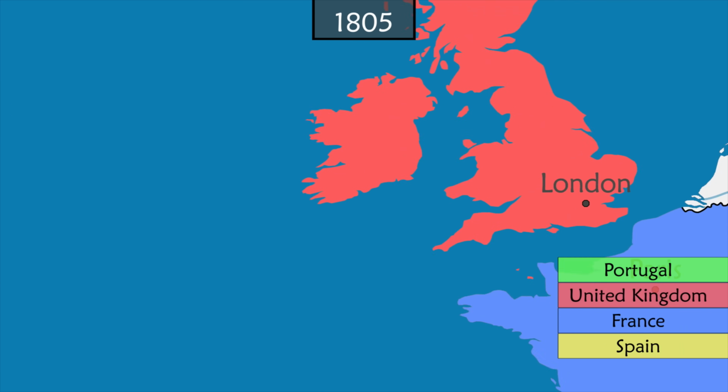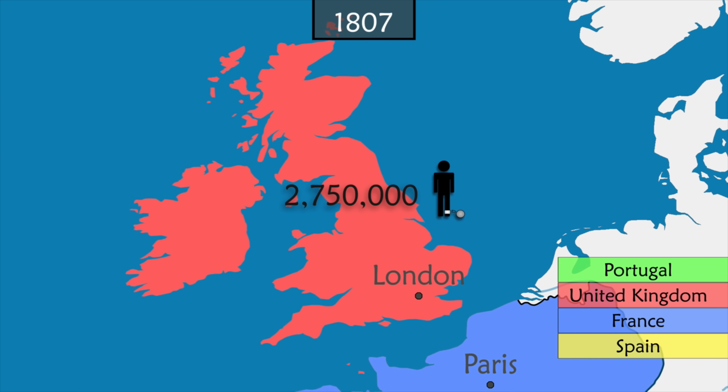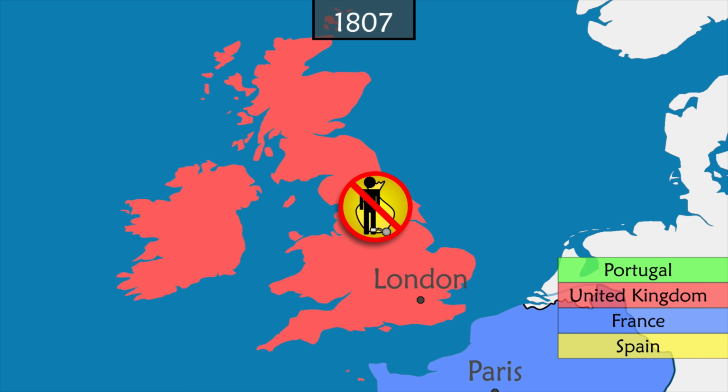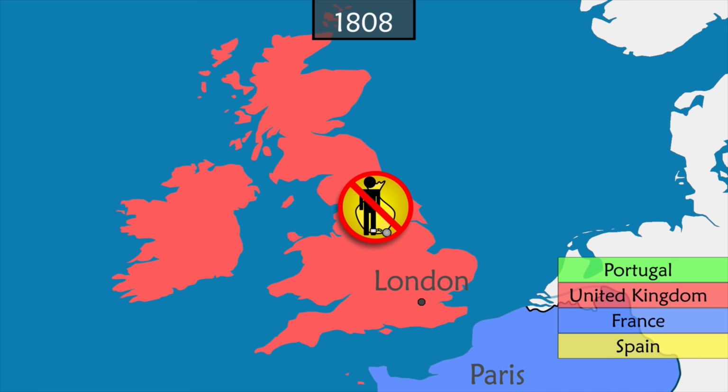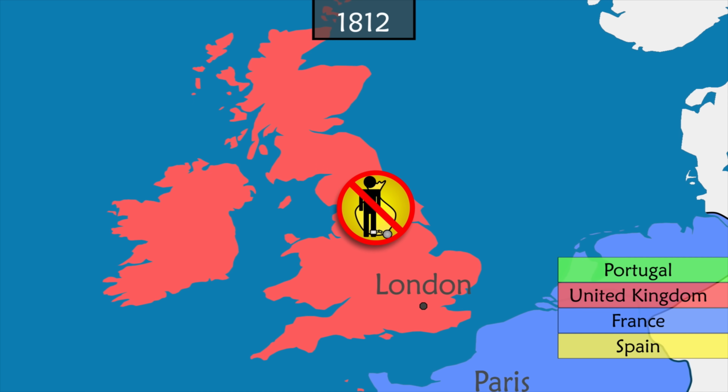After having transported about 2,750,000 slaves, in 1807, the United Kingdom abolishes the slave trade, but not yet slavery, which remains in force in its colonies. The country now uses its influence to put a global end to the slave trade.